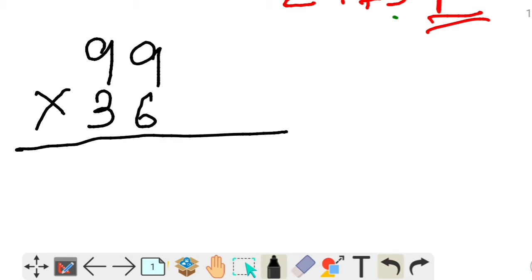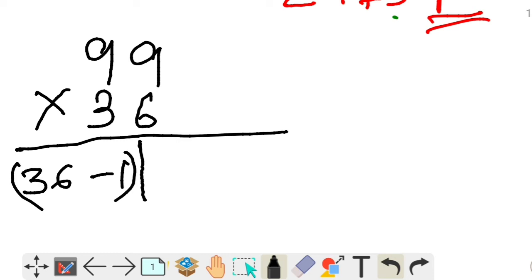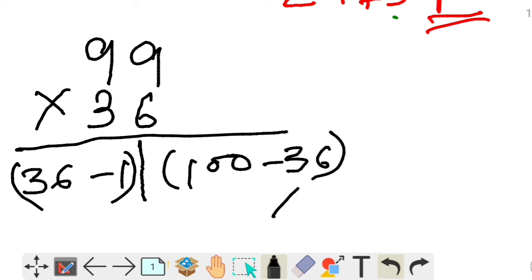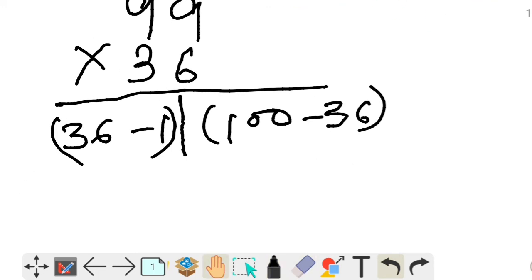What you have to do is make 2 blocks. I'm making you understand by making blocks so that you can understand it better. But when you are practicing, try to solve everything in your mind. I'll tell you that also. So see, firstly we can write 36 minus 1 over here and here 100 minus 36. Now do it with the mind trick. Do it from your mind.